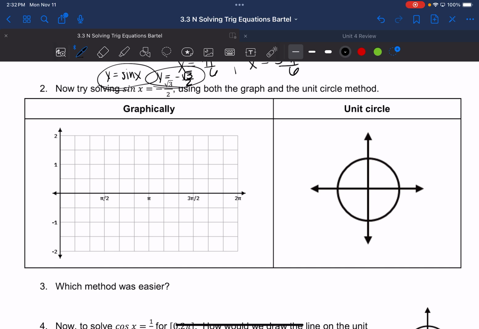Okay, so I know we all memorized the points for sine, right? So we should know where it starts. Where does sine start at?